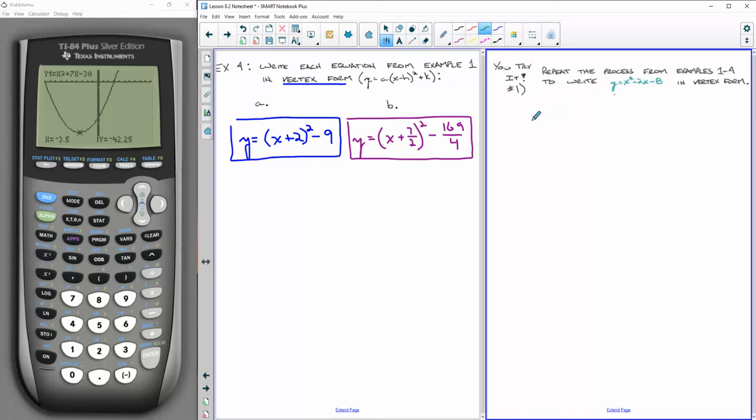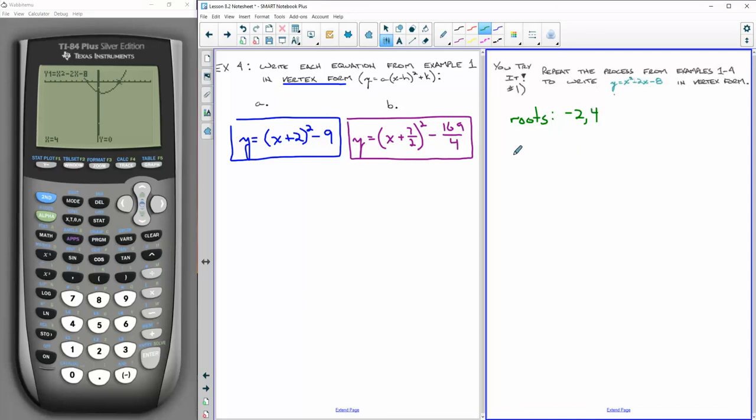Let's do this. Step 1, we need to find the roots. Okay, so the roots. Let's go. X squared minus 2x minus 8. Let's go to the graph, trace. It looks like -2. Yep, that's one of them. And +4. Yep, that's the other.